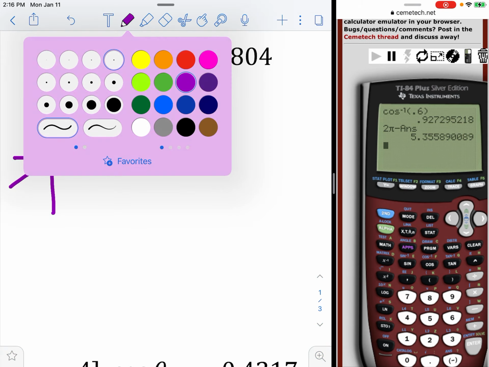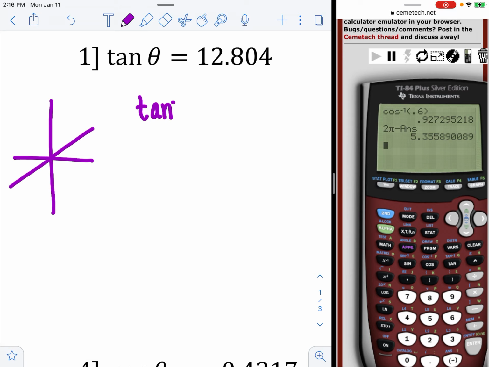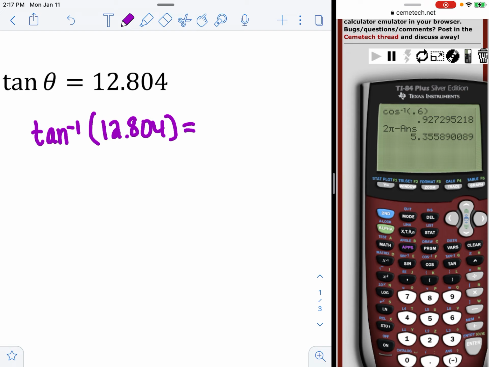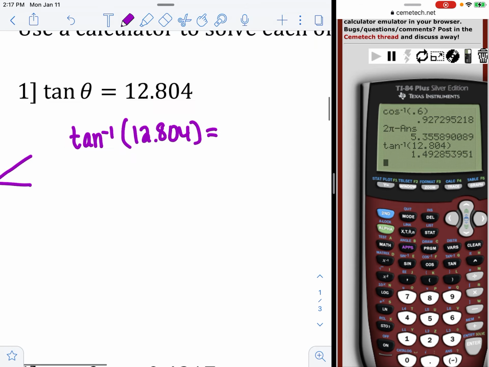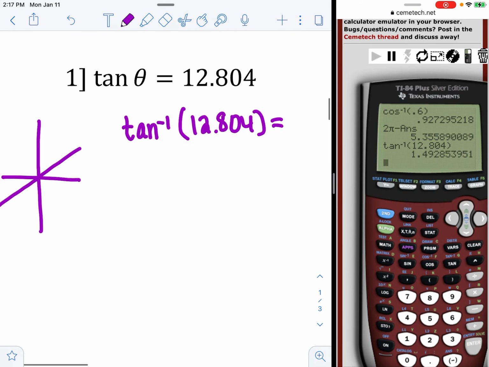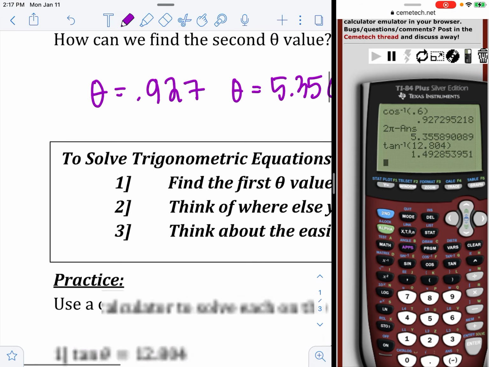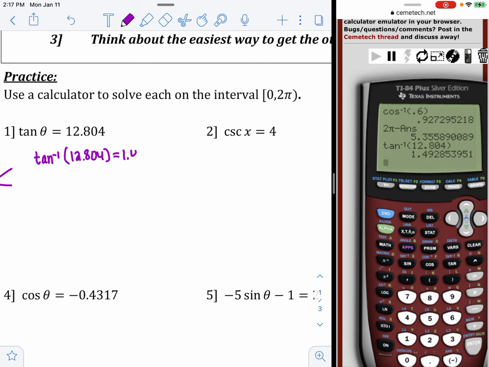So we're going to do tangent inverse of 12.804, and we're going to get an angle measure from that. So tangent inverse of 12.804, and we have 1.493. So we know that that is 1.493. Make sure you're not boxing that as an answer right away. You'll see why in the future.